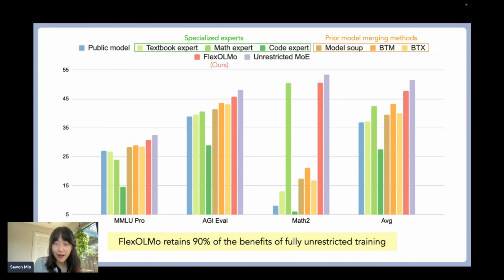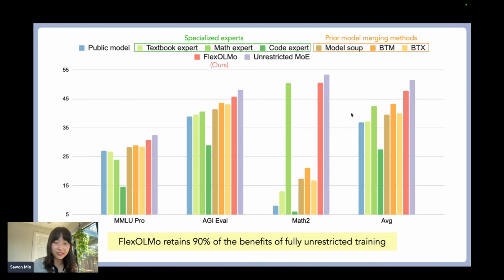Cool. The last result that I wanted to present, which was personally more exciting, is that we also compare with unrestricted mixture of experts. This is a mixture of experts that is upcycled from the public model, but then is trained jointly end-to-end over a union of all data sets. So we can think of it as an upper bound model. And so this model is obviously better than all the models because it doesn't have this restriction of keeping every dataset private. But also, FlexOlmo retains 90% of the benefit of fully unrestricted training.